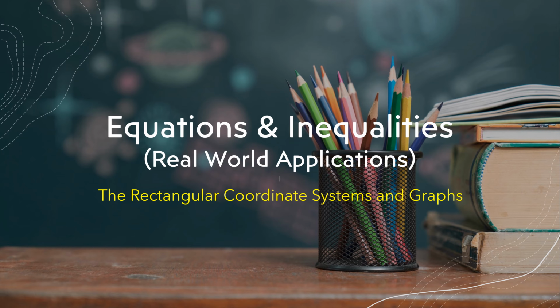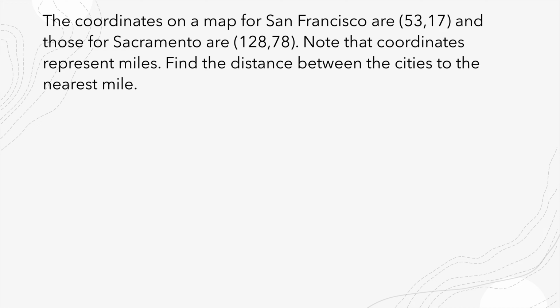In this video, we will be looking into real-world application of rectangular coordinate systems and graphs. So let's get started. In this problem, we are given the map coordinates for two cities, San Francisco and Sacramento, and we have to figure out the distance between these two cities. In order to solve this, we will be utilizing graphs as well as seeing how we can plot them and calculate the distance.